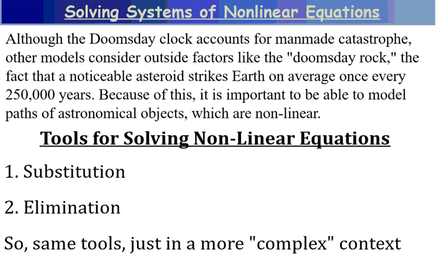There's also a likewise thing known as the doomsday rock, which would be the fact that a noticeable asteroid strikes Earth on average once every 250,000 years. Because of this, it is important to be able to model paths of astronomical objects, which are obviously nonlinear. They will follow ellipses and parabolas and hyperbolas depending on the speed and the gravitational pull of the objects involved. So our tools for solving these are actually the same tools we've used. So we're really using very basic tools in pretty advanced settings. We're going to be using substitution and elimination.